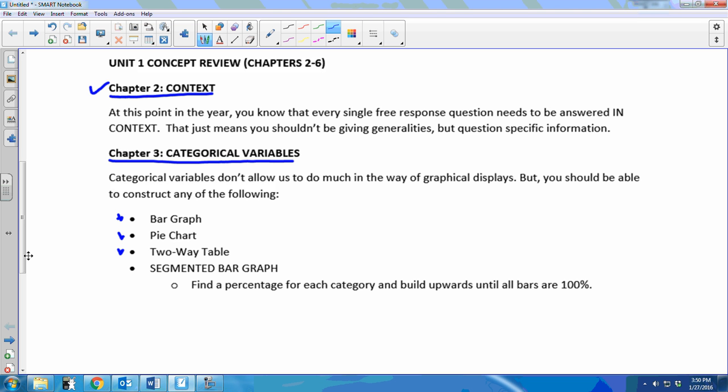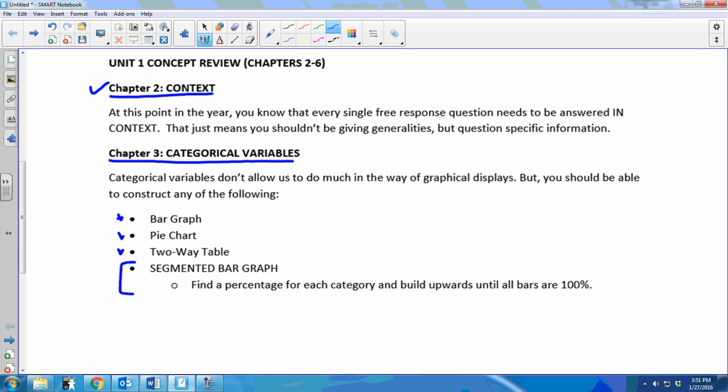So you're a senior math major, you fit into this category. You're a junior arts major, you fit into this category. That's what a two-way table would be. And then probably the most important from this chapter is segmented bar graphs. I have seen these on the AP exam in recent years.